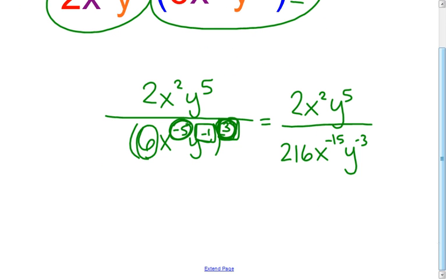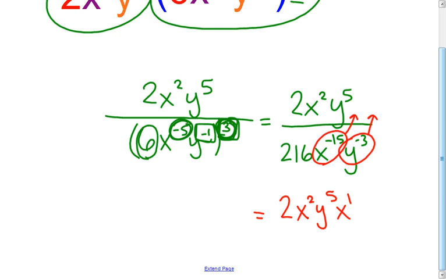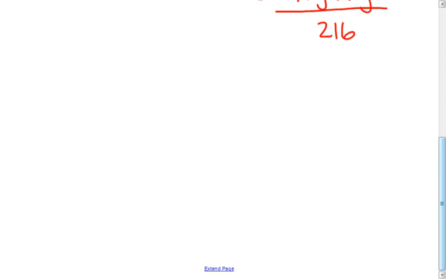All right, we're getting there, you guys. Now, I still have negative exponents. So this is a negative exponent, which means it needs to go upstairs and become positive. This is a negative exponent, which means it needs to go upstairs and become positive. So on the top, I have 2x squared, y to the 5th, x to the 15th, y to the 3rd. This 216 that's on the bottom needs to stay there because it is not a negative exponent. Okay, we're getting there.